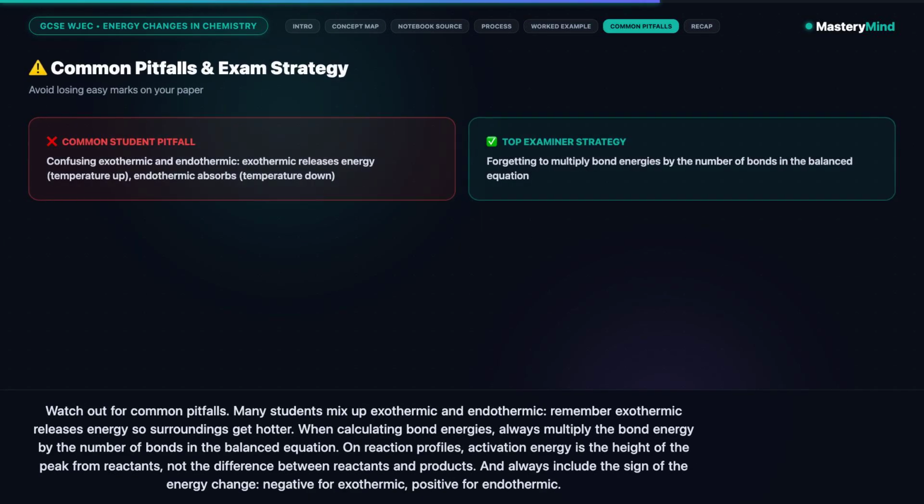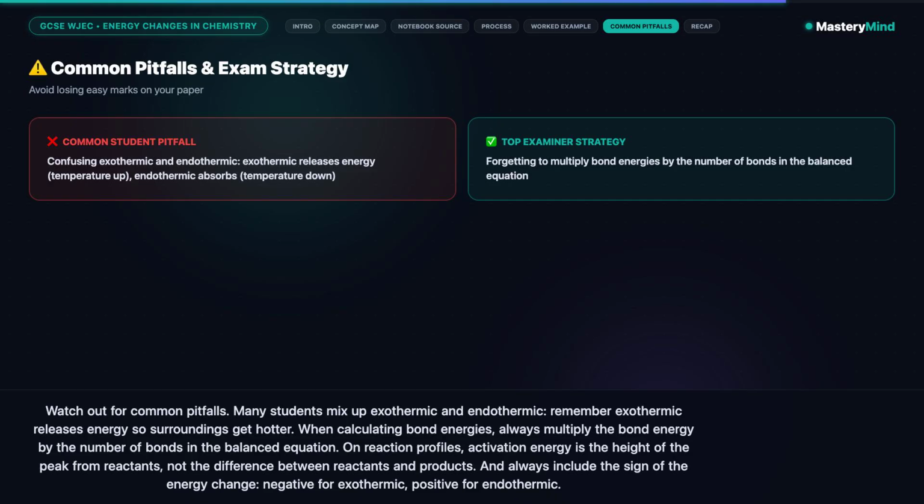Watch out for common pitfalls. Many students mix up exothermic and endothermic. Remember, exothermic releases energy so surroundings get hotter. When calculating bond energies, always multiply the bond energy by the number of bonds in the balanced equation. On reaction profiles, activation energy is the height of the peak from reactants, not the difference between reactants and products. And always include the sign of the energy change, negative for exothermic, positive for endothermic.